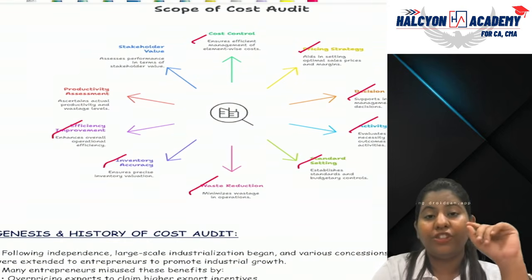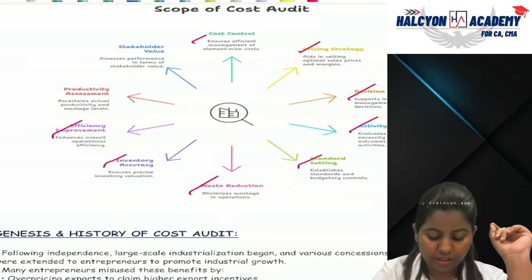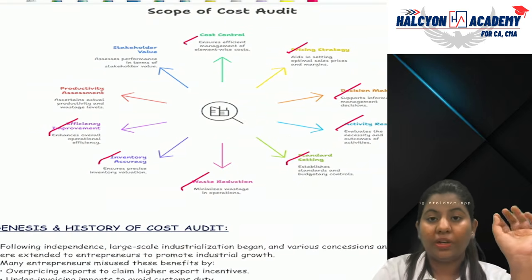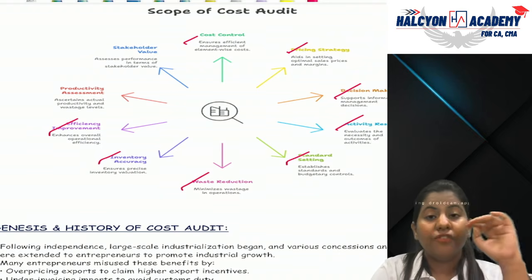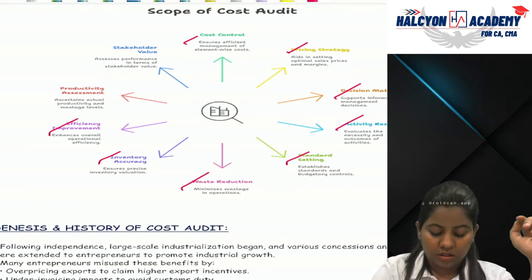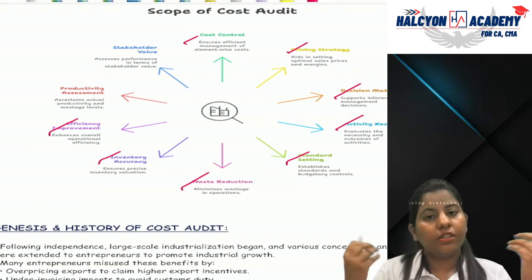Then the next point is efficiency improvement. Efficiency improvement enhances overall operational efficiency. When we reduce the wastage, when inefficiencies are spotted, we try to improve on all points. Like that, the efficiency is improved.